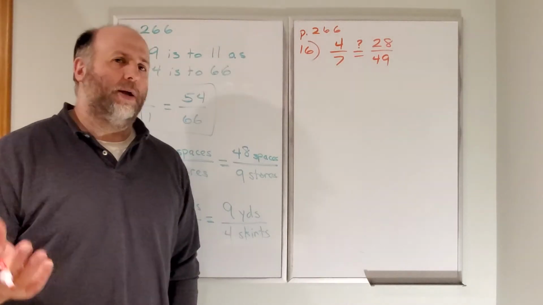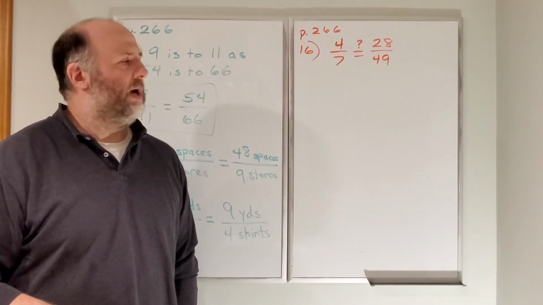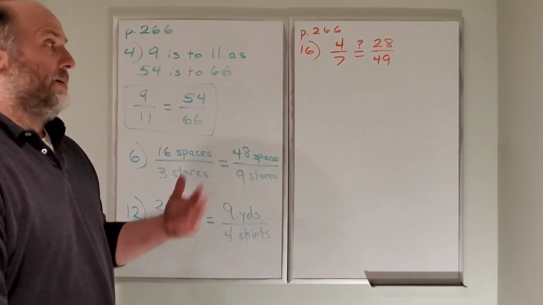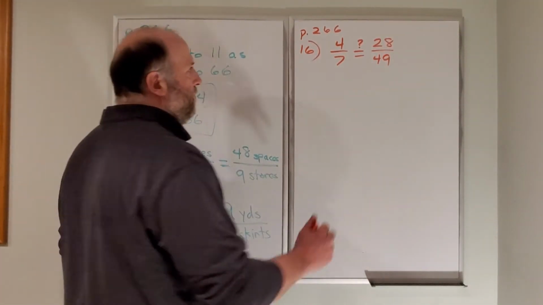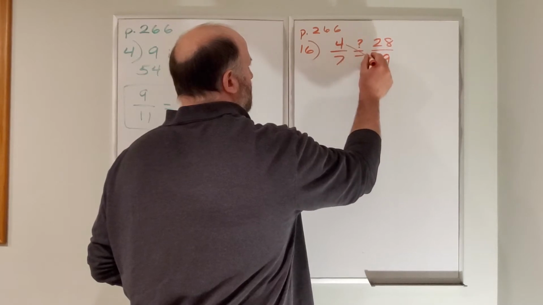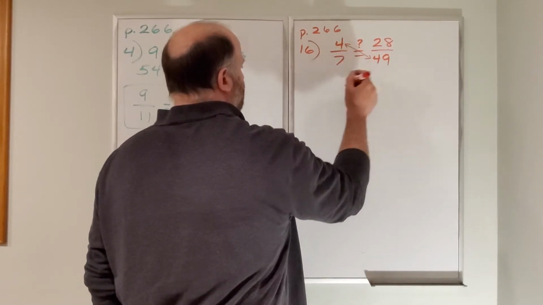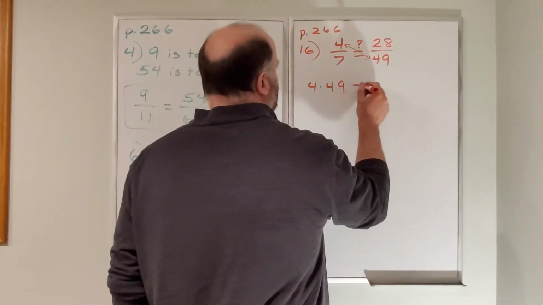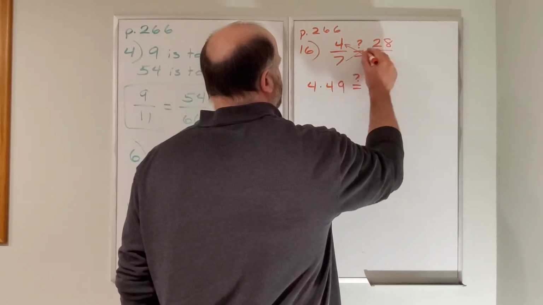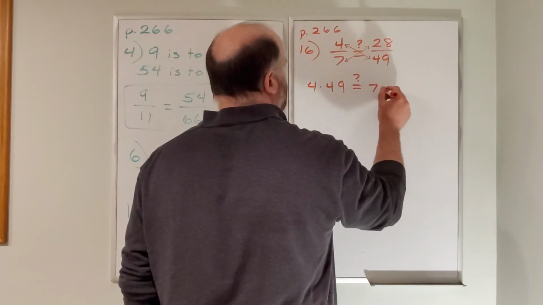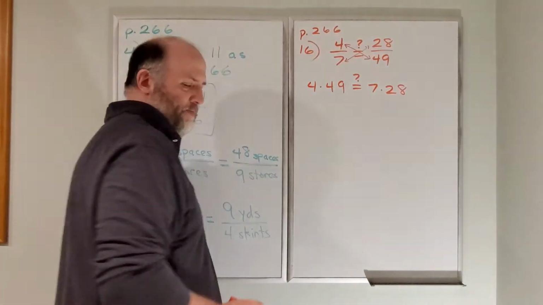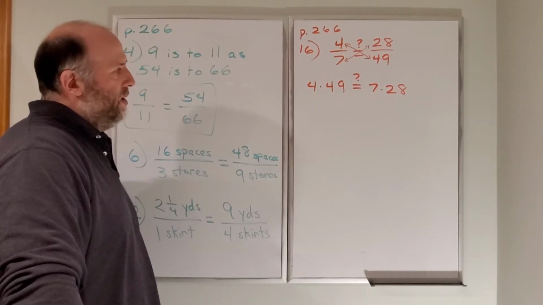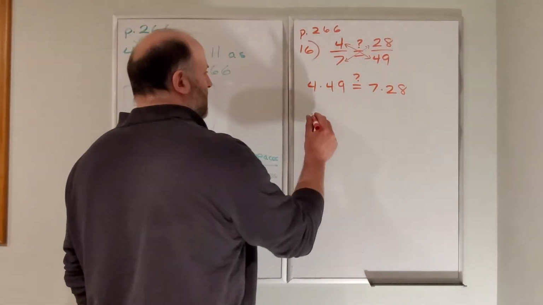Well, how can we unravel this mystery? How can we determine if this is truly a proportion or not? Well, as I alluded to previously, you want to cross multiply. Take the first numerator and multiply it to the second denominator. See if that is equal to the first denominator multiplied to the second numerator. I think we're going to find that it is. I think each of these is equal to 196.